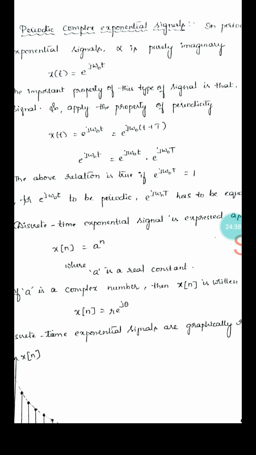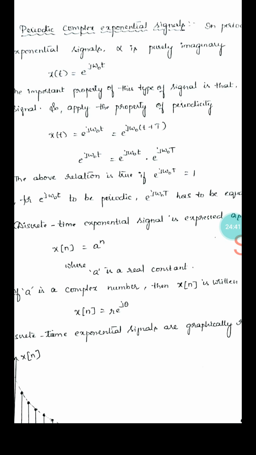T can be written as t plus capital T. Finally we can write the above relation: e to the power of j omega naught capital T equals 1. See here, you can understand, nothing to worry. The final one, discrete time exponential: we can represent it in both discrete and continuous form.